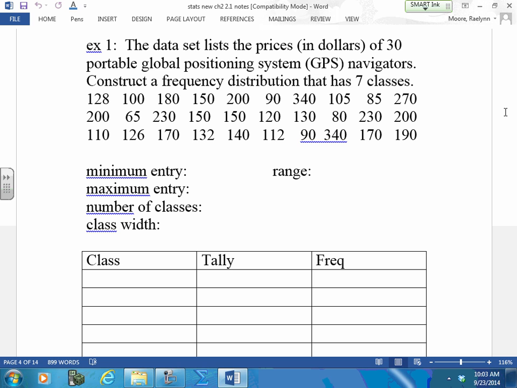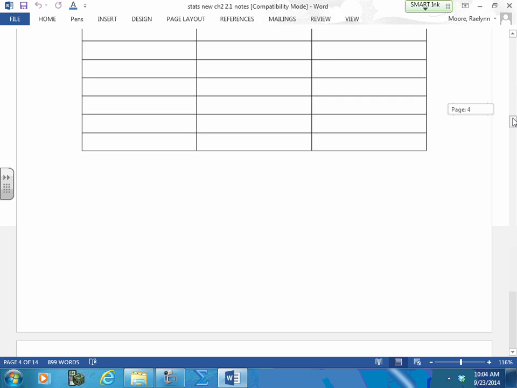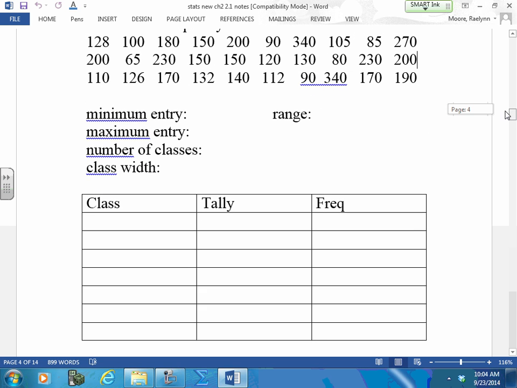It says the data set lists the prices in dollars of 30 GPSs, your navigating systems. You're going to construct a frequency distribution that has 7 classes. We want to make this table with 7 classes. So the first thing we're going to do is we're going to capture this piece of information down here. Okay, 7 classes. We're going to find your minimum.